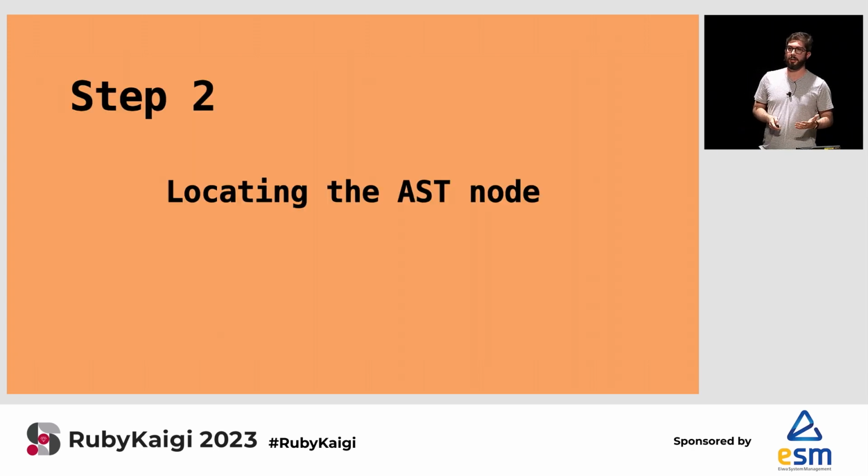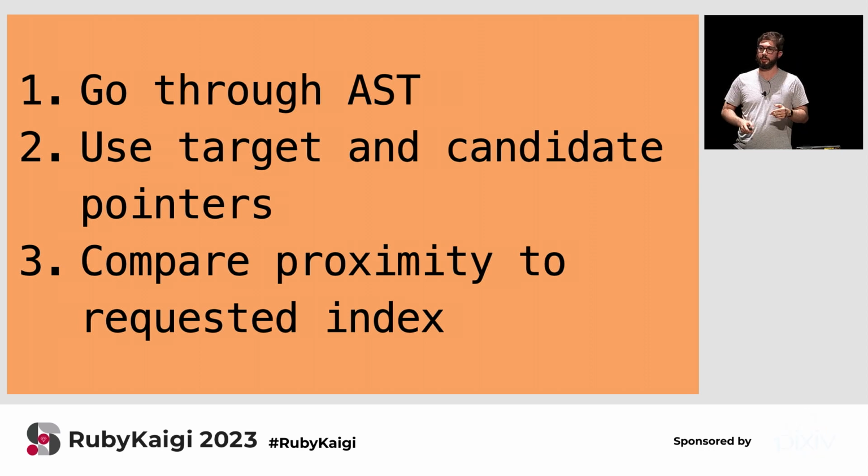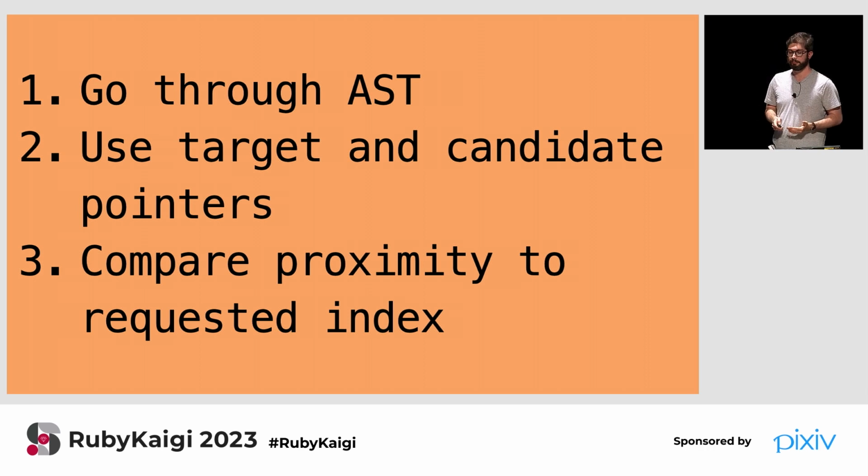Step number 2, after we have the string index, is locating which node exists at that string index. What we want to do is go through all the nodes in our AST, searching for the right target. We're going to use 2 pointers. The target one is going to be in red, and the candidate, which is the node we're currently analyzing, is going to be in blue. And we're going to compare the proximity of those nodes to the requested index by the user to determine which one's the more specific target.